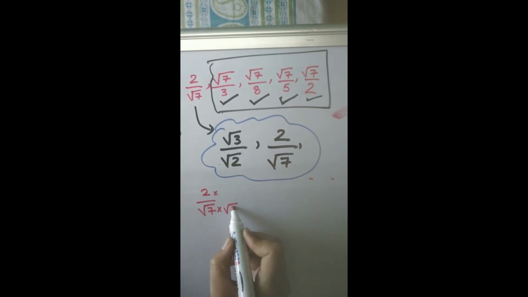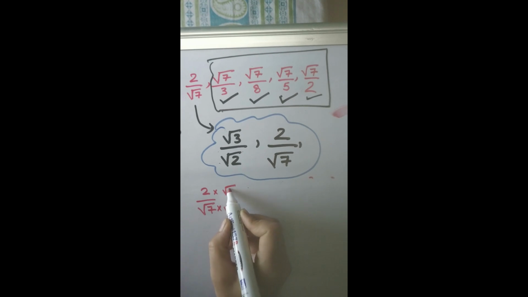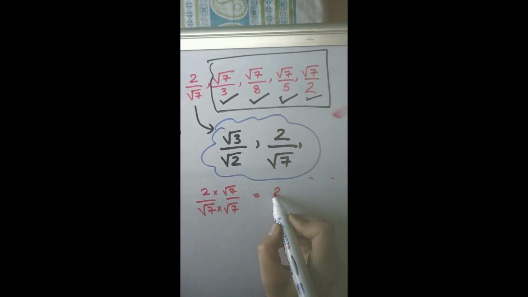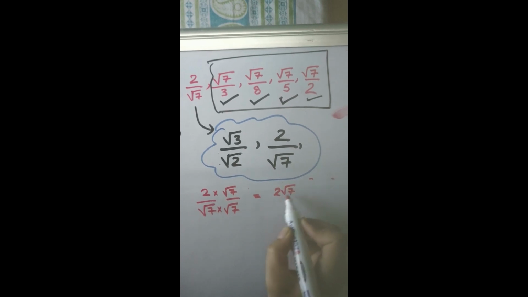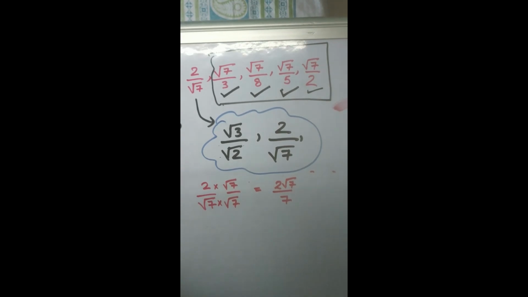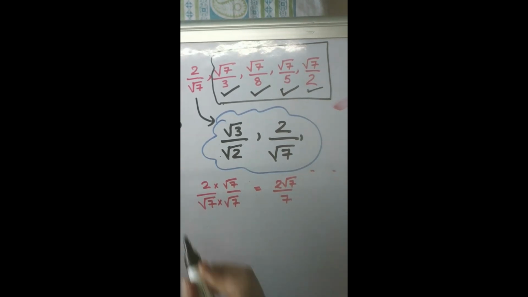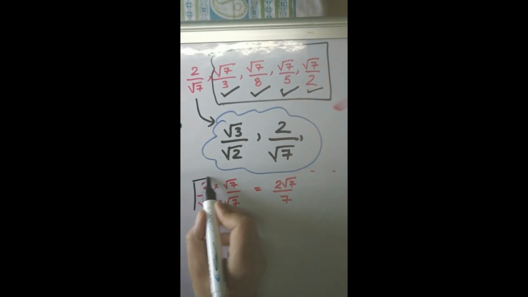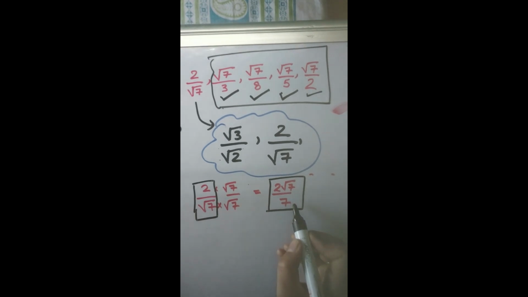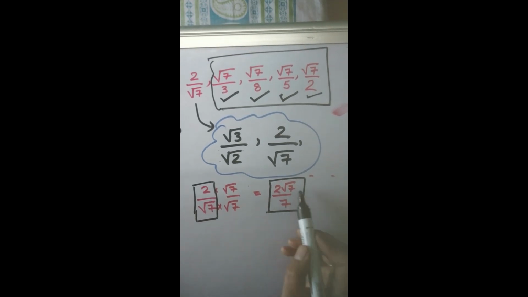this by root 7 and root 7, what will I get? I'll get 2 root 7 over 7. So we got an equivalent fraction of 2 root 7; the equivalent fraction of 2 root 7 is 2 root 7 over 7. Can we locate it on the number line? Yes, 2 times root 7.